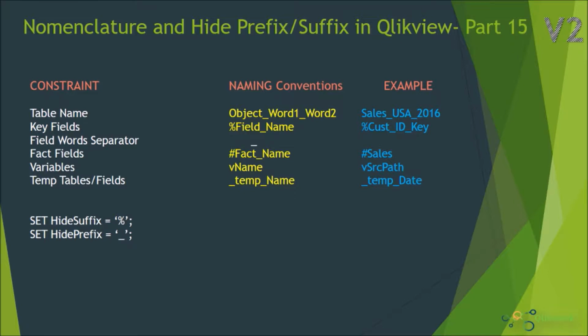If you're creating a variable, create a variable starting with a small v followed by the contextual name. In my example here, I intend to create a variable that stores a source path. For that, I have given small v, src as a source indicator, and Path as path. And if you have any temporary tables or temporary fields that are required, you can always use _temp_ followed by the field name or table name.